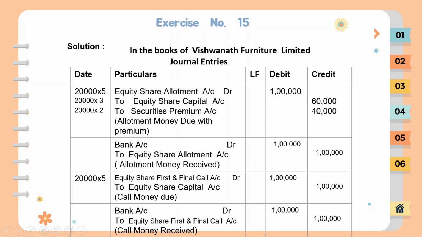When you come to the receiving entry, there no bifurcation is required. You put bank account debit to equity share allotment. Here, share allotment money, what you write, you write here, share allotment. Okay, don't confuse these two. You look only at this allotment, what you have given for allotment here, the same amount should be recorded here. And now as usual for the first and final call, 20,000 shares into 5 rupees, you have to do this.